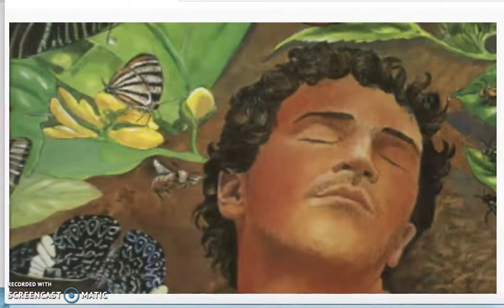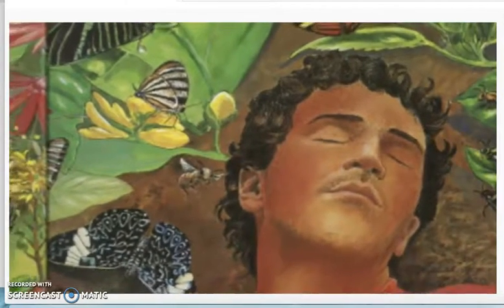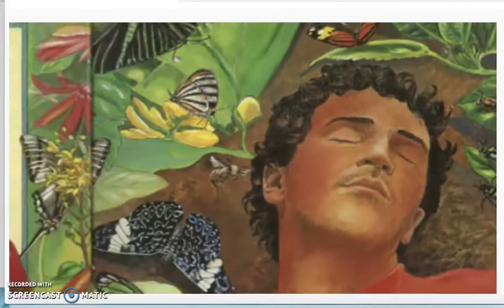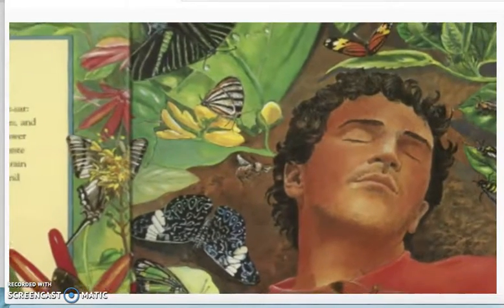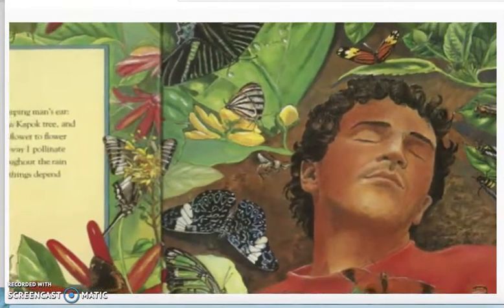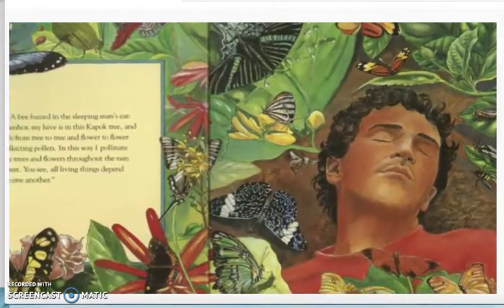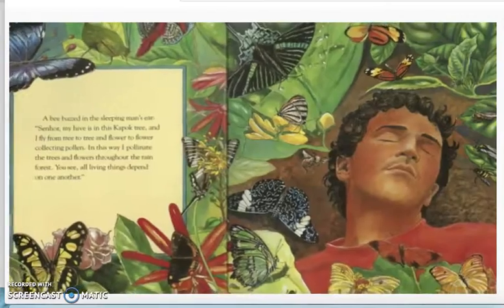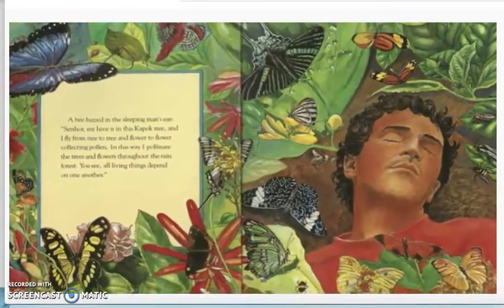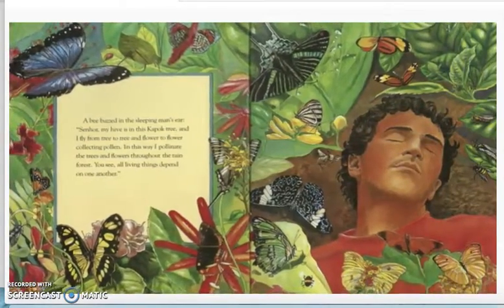A bee buzzed in the sleeping man's ear. "Senor, my hive is in this kapok tree, and I fly from tree to tree and flower to flower collecting pollen. In this way, I pollinate the trees and flowers throughout the rainforest. You see, all living things depend on one another."